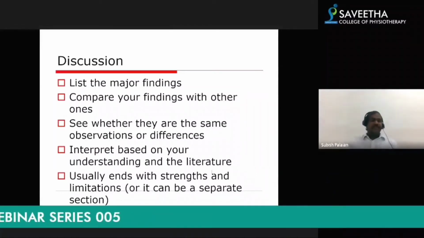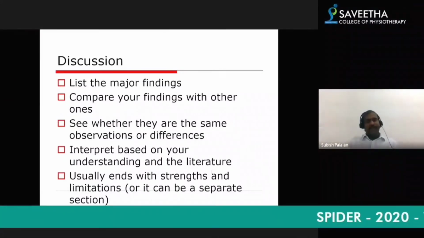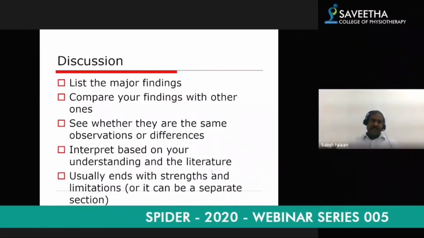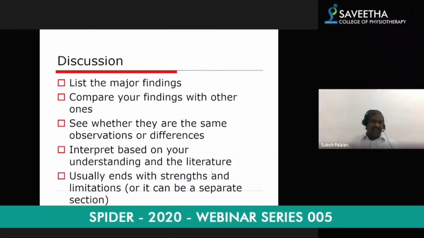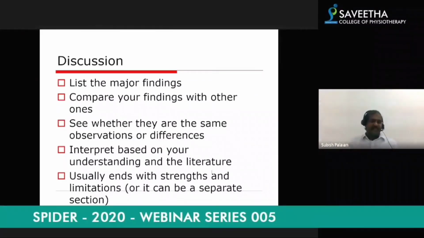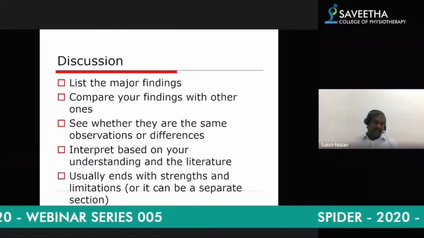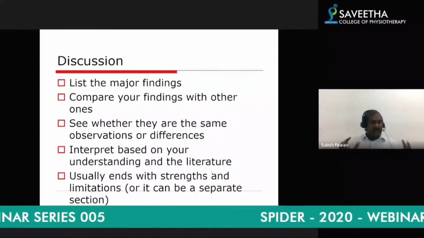And usually the discussion ends, the last paragraph of the discussion is the strength and limitation. Some journals say that the strength and limitation of the study you put in the discussion, and some say that strength and limitation can be in a separate part of the manuscript after the discussion. So whatsoever it is, this is how you make the discussion.